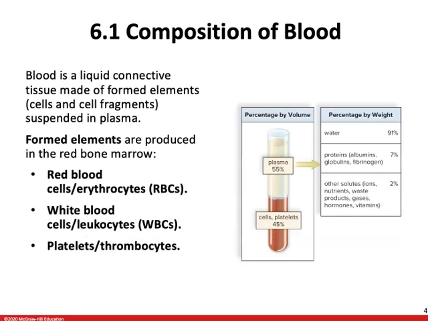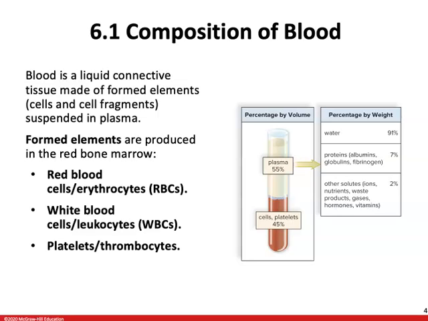Now, the composition of blood is kind of interesting. It is actually considered a connective tissue. It is a liquid connective tissue made out of formed elements, so those would be cells and cell fragments, suspended in a plasma. So those formed elements are going to ultimately be produced in the red bone marrow.